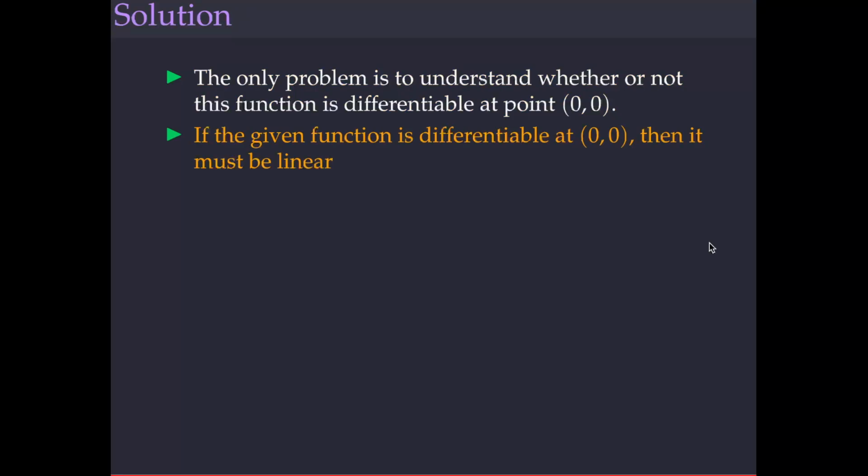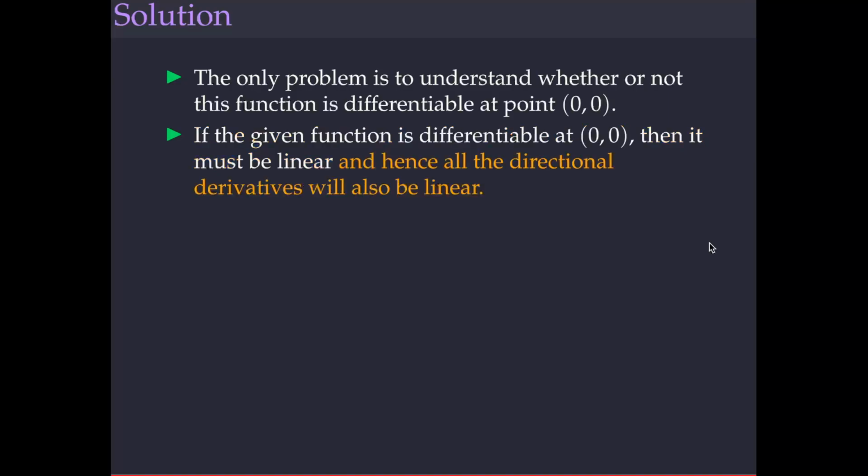Okay. So if the given function is differentiable at (0, 0), then it must be linear, because we know that the derivative of a function is a linear map, and hence all the directional derivatives will also be linear. Okay. So what we will do is compute the directional derivative and see whether it's linear or not.